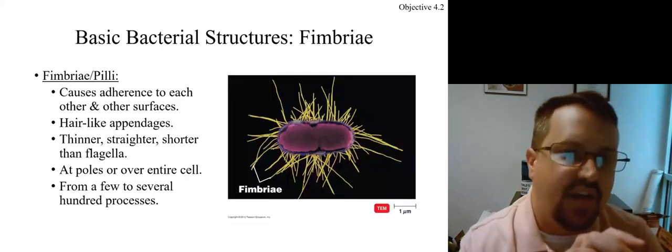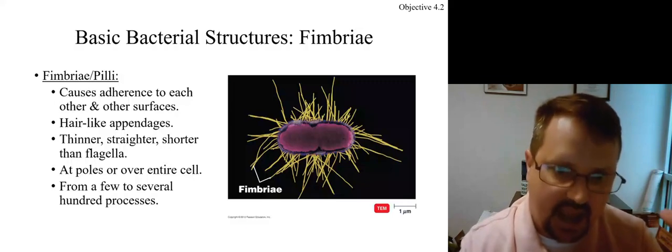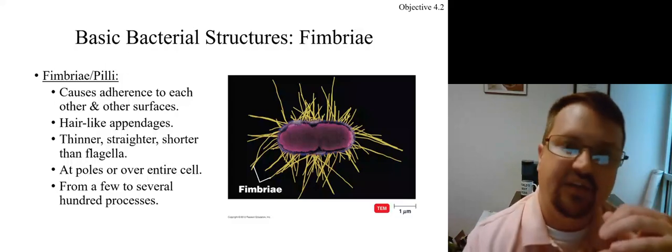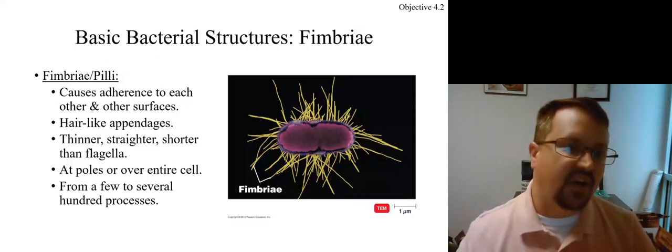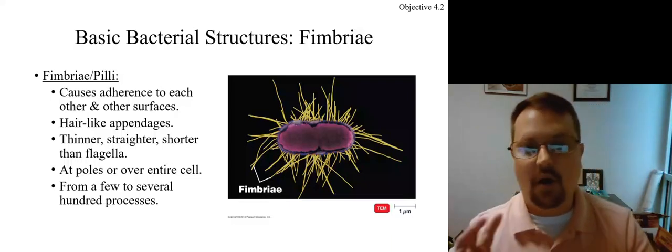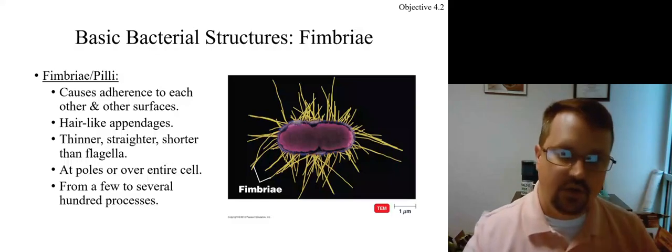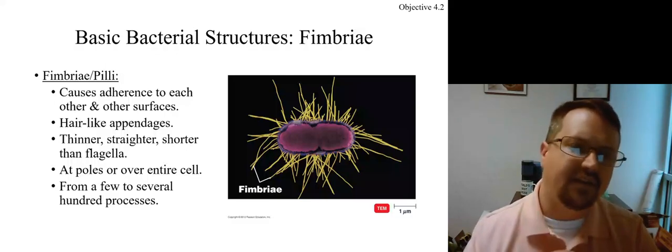Now I was talking about fimbriae. Pili is another name for the fimbriae. Fimbriae sometimes are referred to as pili. They are for adherence, for things to stick. They're hair-like, but they're thinner and straighter than a flagellum. They can be at the poles, or they can be all over the cell. There can be everything from a few to several hundred of them. It just depends on the species.